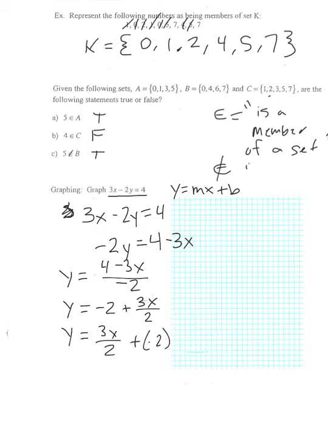And what I have now is something that we were doing a couple lessons ago. I have y equals mx plus b. So our m is going to be 3 over 2. Our b is -2. And now all we have to do is throw this onto a coordinate plane.